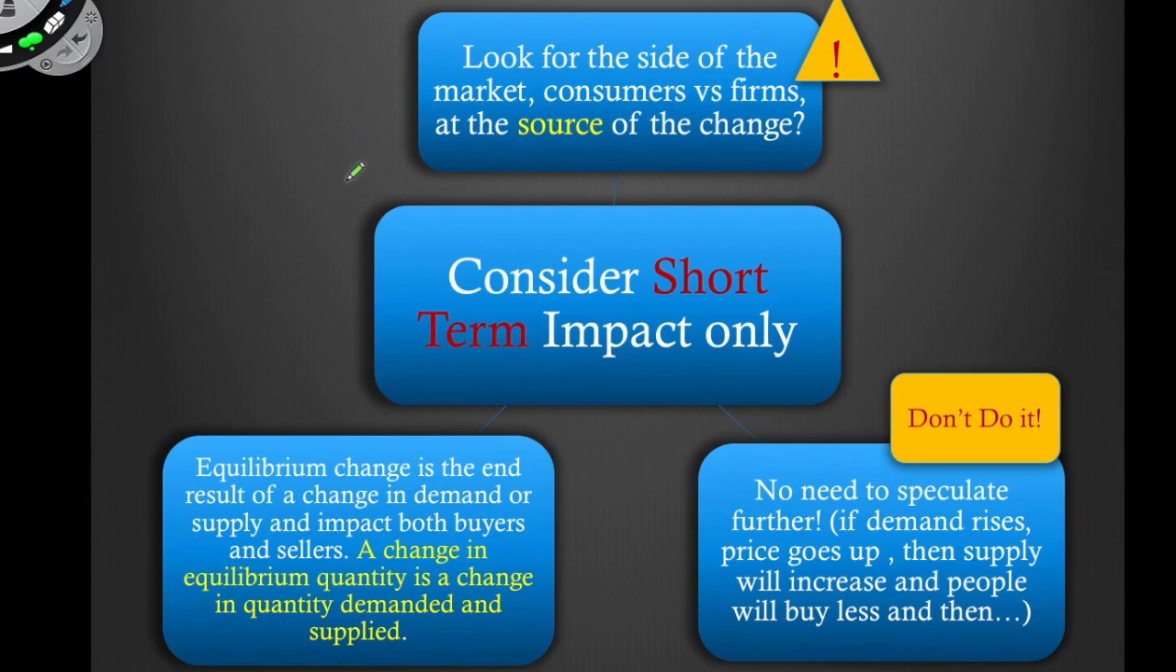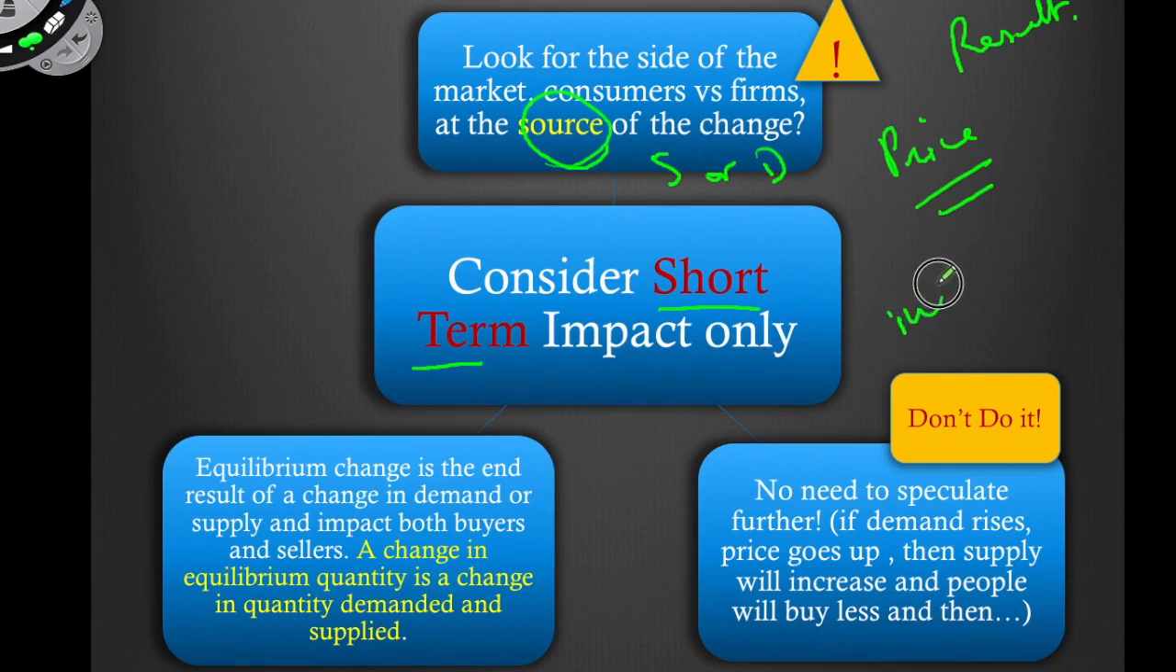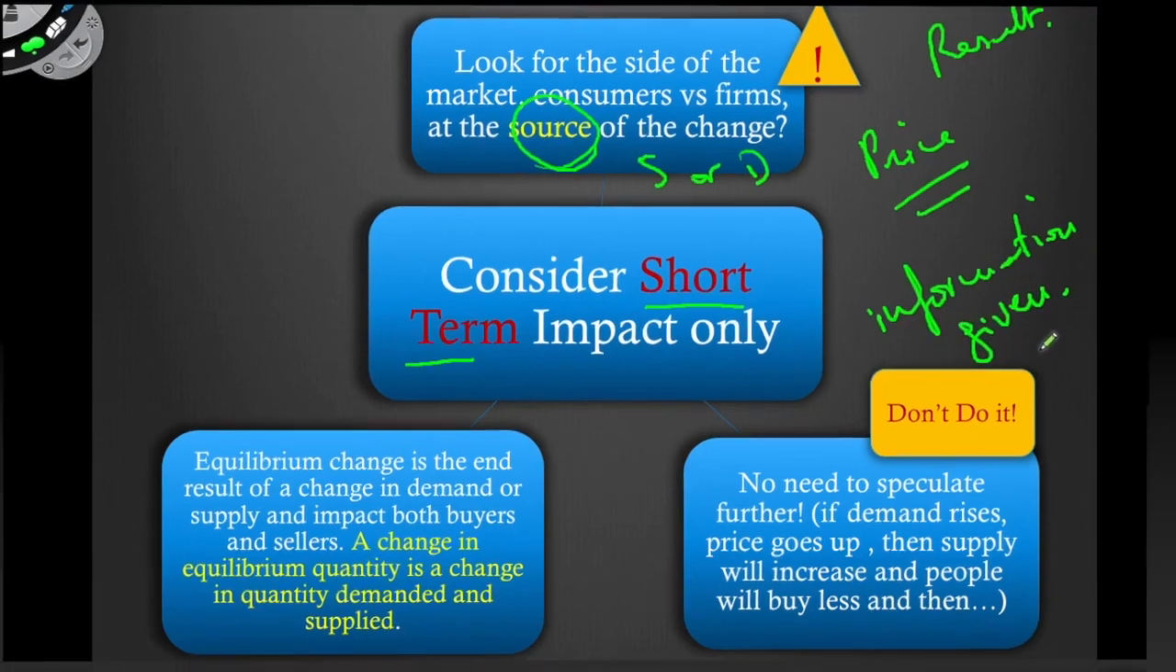A couple more tips. Okay. Don't think price right off the bat. That's the first thing students think about. This is your result, what happens to the price, not where it starts. So look at the source of the change. What's happening to the supply? What's happening to the demand? Only look at what's happening in the short term. Don't try to speculate. Limit yourself to the information that you're given and only think what's happening in the short term, immediately.